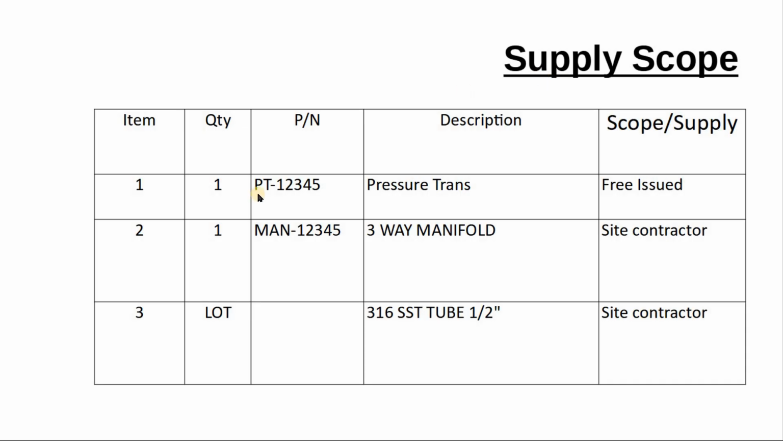Supply scope. In the drawing, here we said item 1, 2, 3, 4, the quantity, the part number, and then the description of each one, and then we see who is going to supply what. The pressure transmitter is free issued to the site contractor. The three-way manifold, we decided the site contractor will buy, and the 316 stainless steel tubes, the site contractor will provide. So again, this could be part of the hookup drawing.